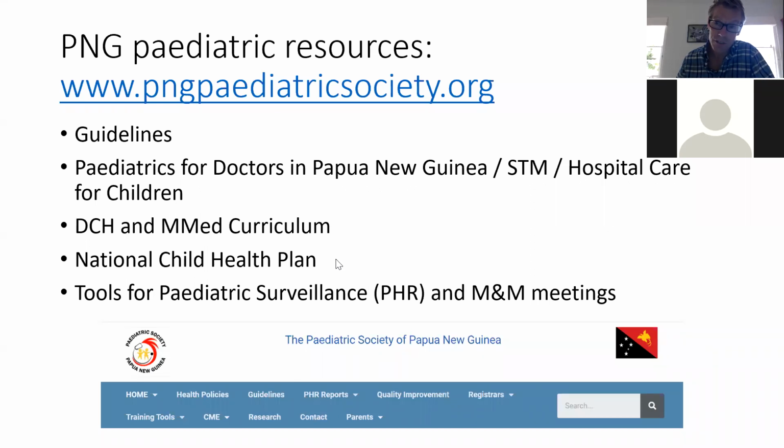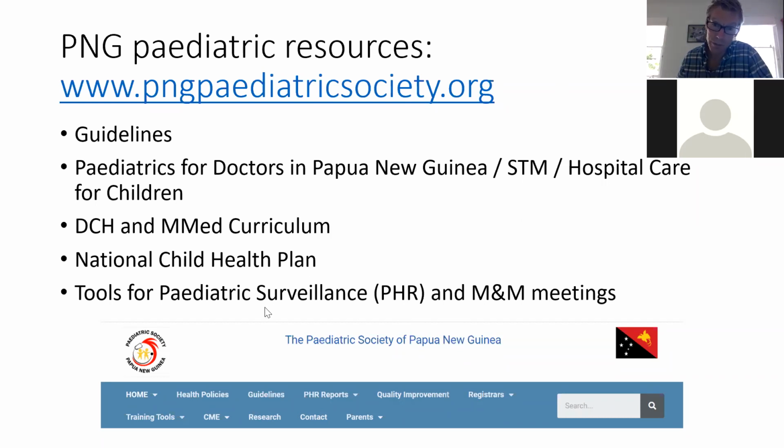There's also the National Child Health Plan, which was revised in 2015, and we're about to complete the 2022 revision. It's a relatively short document, but it covers all of pediatrics in PNG, and I think it's a very good basis, a good background for child health in PNG. It's got a lot of basic data that it's good to know.